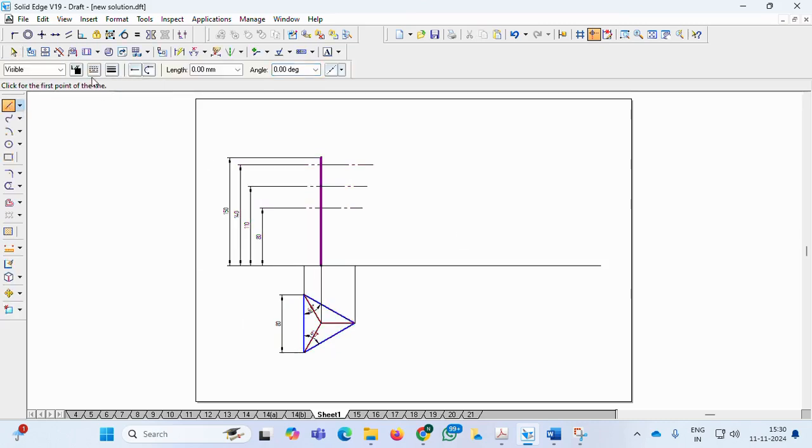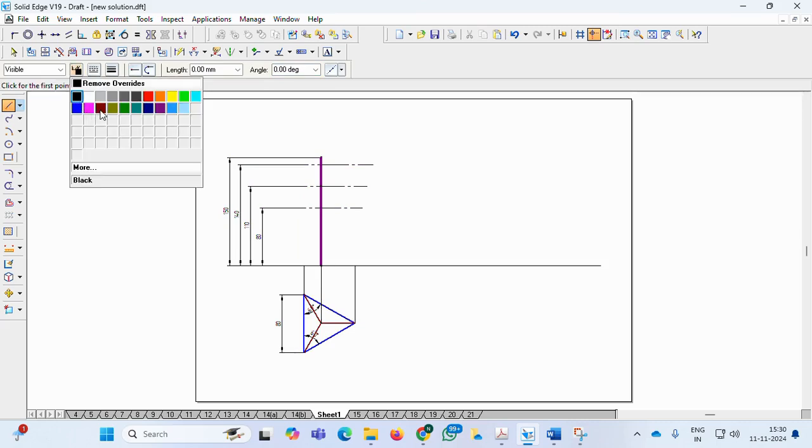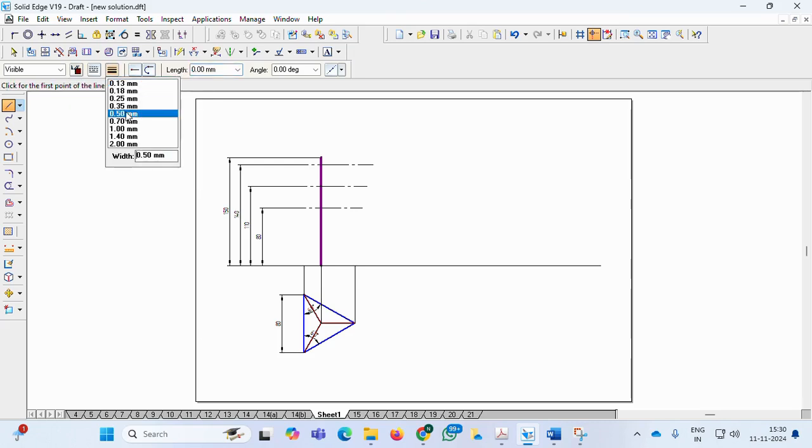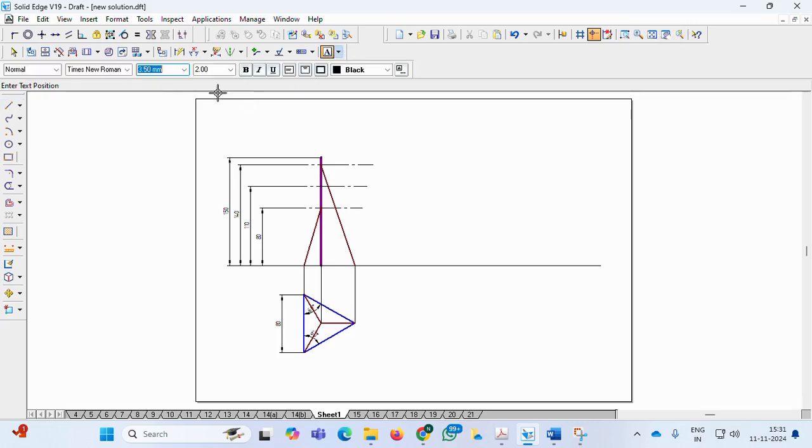Next, wires. So I have taken the wires in this color. So from here to here, next from here to here and from here to here. So we can name this text. So this is B, D, F.